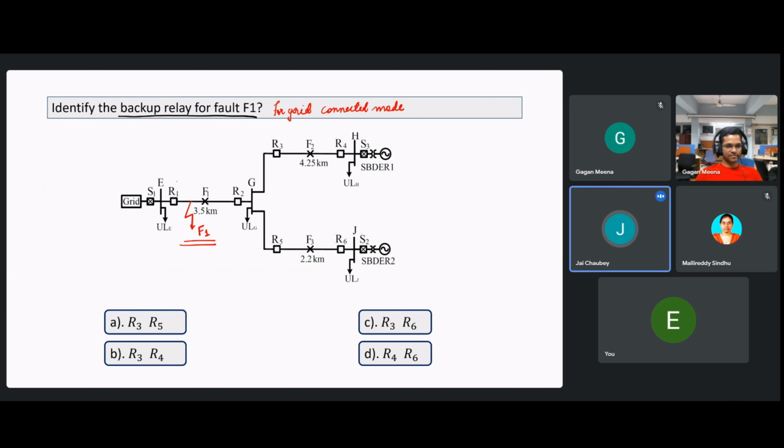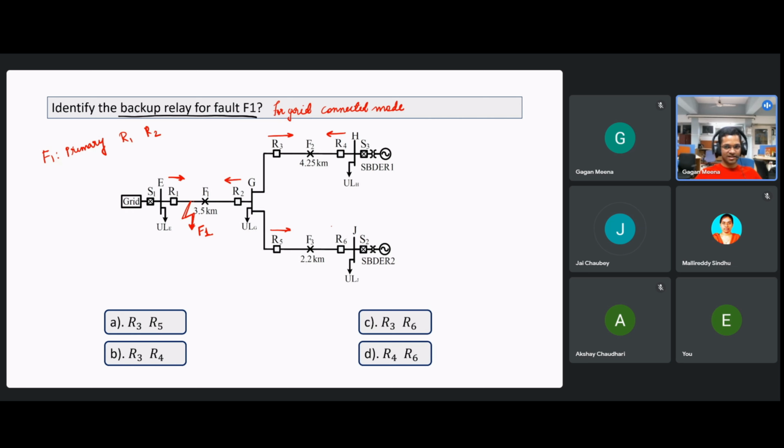So R1 will see a fault in this direction. R2 will check for this direction. R3 will check for this direction. R4 for this. R5 for this direction and R6 for this. Now again think and tell. So which one will be backup for R1 and which one will be for R2?